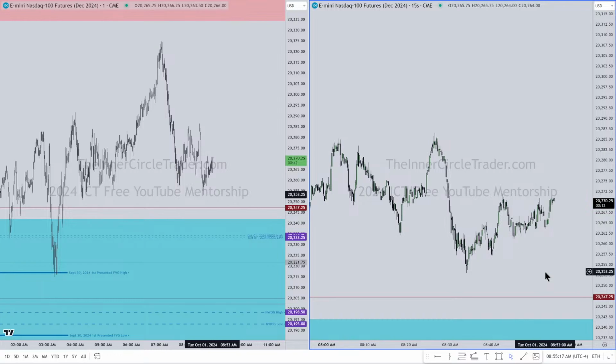Okay. You want to learn how to pick the right fair value gap. You want to learn how to pick the right order block. You want to learn the right draw on liquidity. This is how you do it.